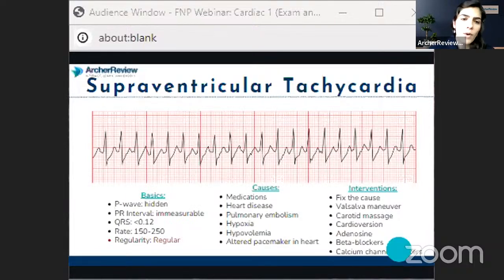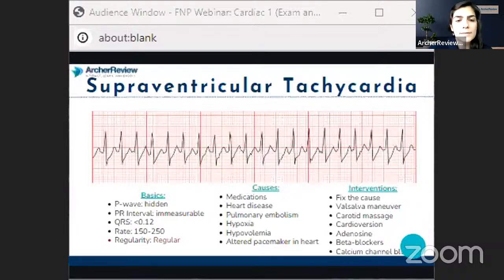And that's why one of the interventions that you could try, you'll see here, is that Valsalva maneuver. So having that patient take a deep breath and bear down like they're having a bowel movement, sometimes will snap them out of that loop and back into a normal sinus rhythm. So figuring out, again, the cause of the abnormal rhythm and trying to fix it.